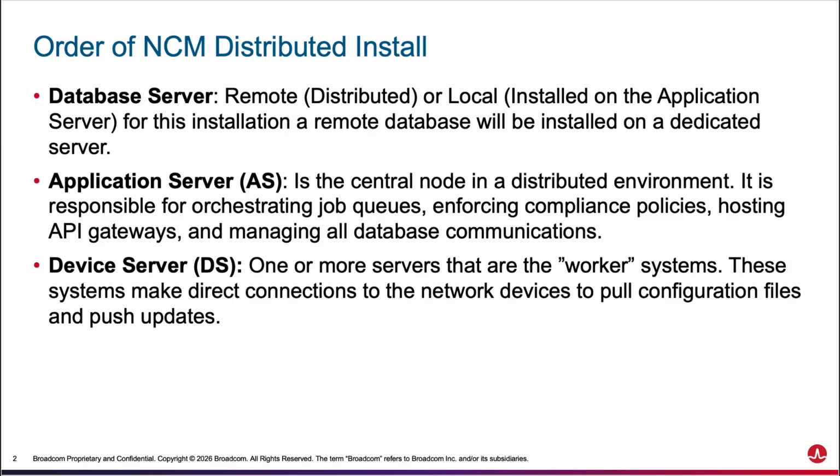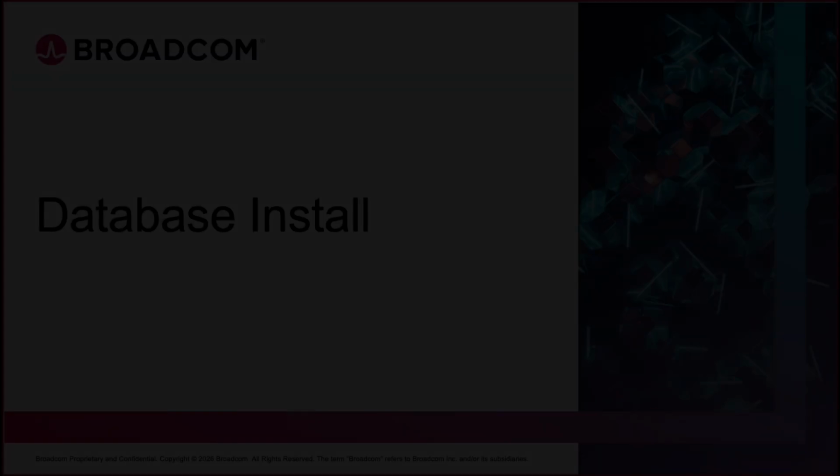For this demonstration, the ISO image containing the Network Configuration Manager (NCM) packages has been downloaded from the Broadcom support site and successfully distributed to all three systems. On each server, the ISO has been mounted to the file system, and all subsequent installation commands will be executed directly from the mounted media to ensure consistency across the environment.